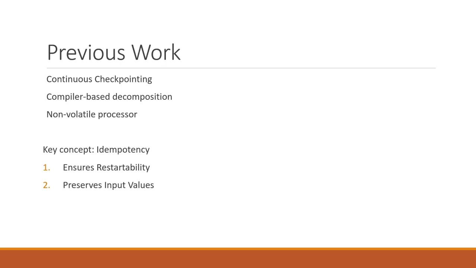Idempotency focuses on ensuring that instruction sequences are restartable while preserving input values. Idempotency enables the establishment of arbitrary restart points across power cycles, facilitating seamless resumption of operations. By preserving these input values, idempotency ensures that the system can restart from any point without losing essential data or progress.